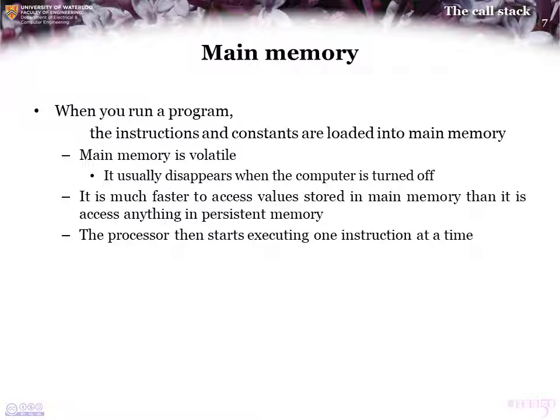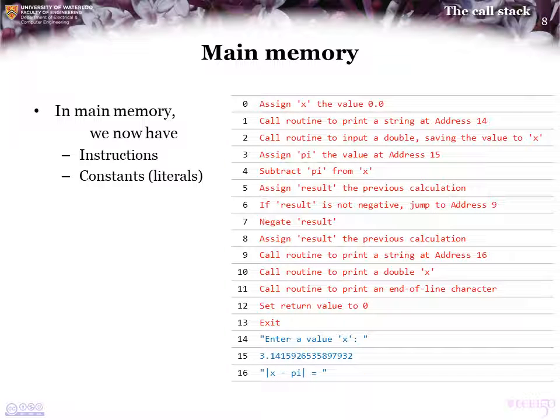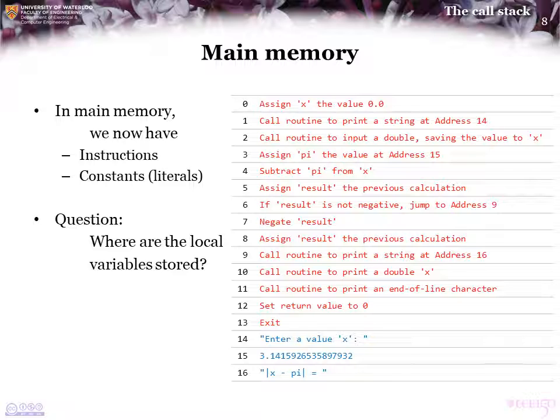Now, once the program is loaded into main memory, the processor then starts executing one instruction at a time. So, in main memory, we've loaded the first instruction to address 0, and then subsequent instructions are loaded after that point. We have instructions in red, constants in blue. The question is, we still refer to 3 local variables, x, pi, and result. Question is, where are these stored?